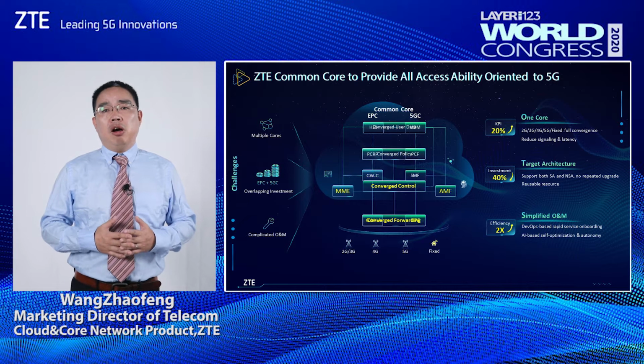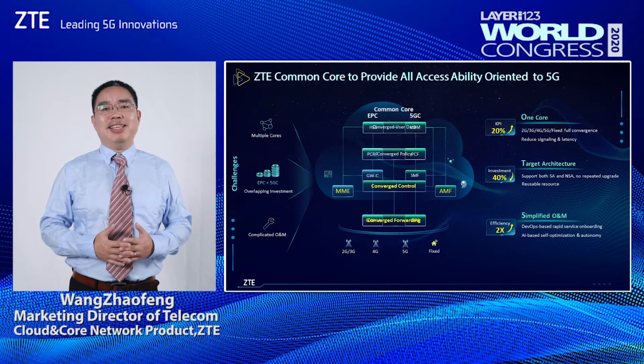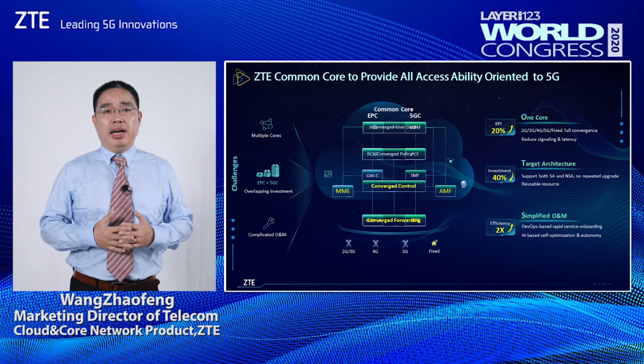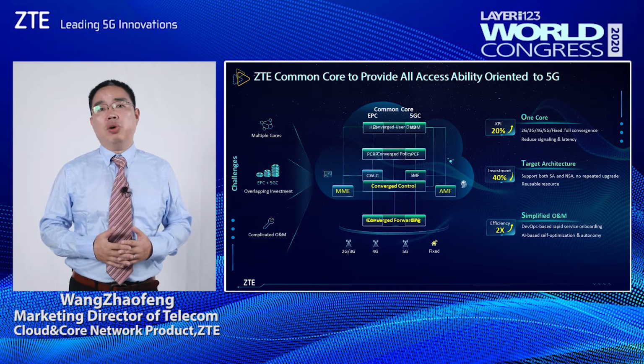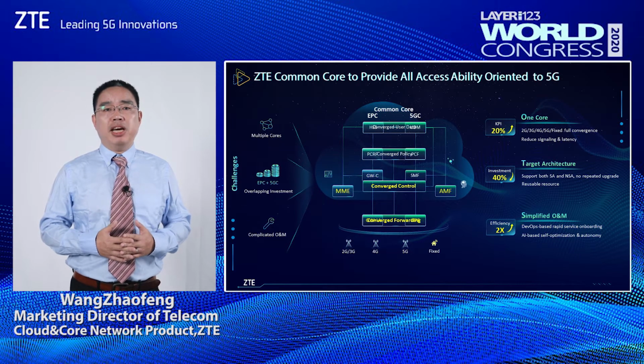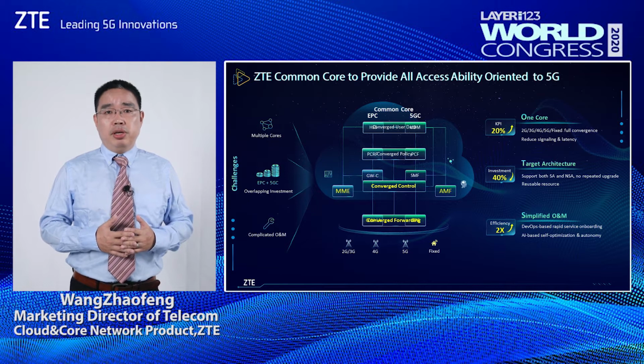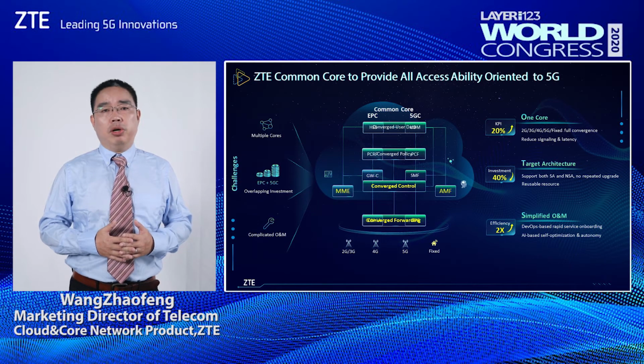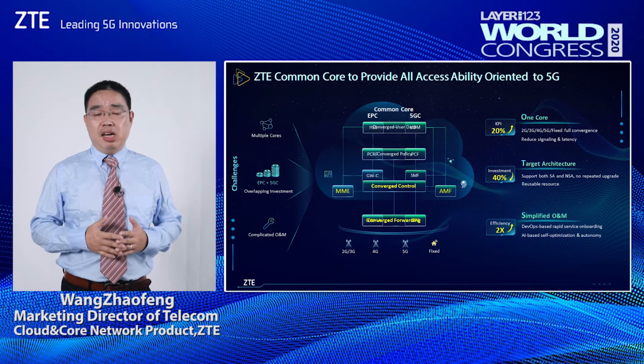Secondly, the operators can flexibly deploy standalone, non-standalone, and standalone and non-standalone dual mode in the same network according to their own network requirements in one step, avoiding multiple network upgrades and transformations, and directly reaching the 5G target network, reducing the investment by about 40%.